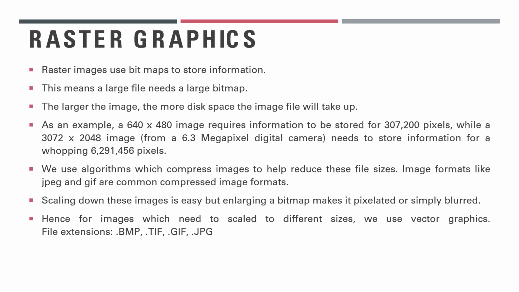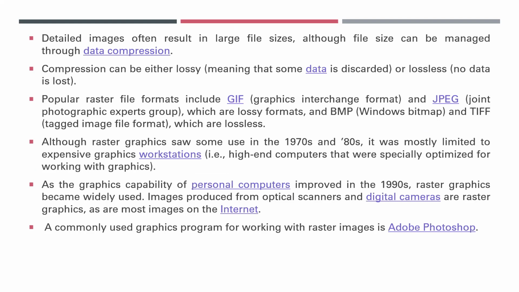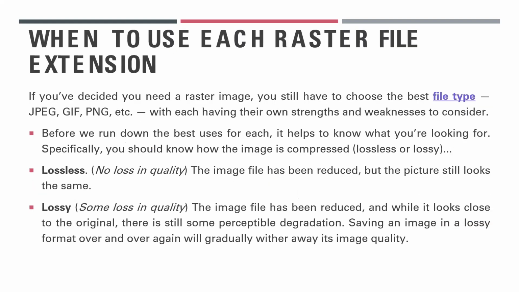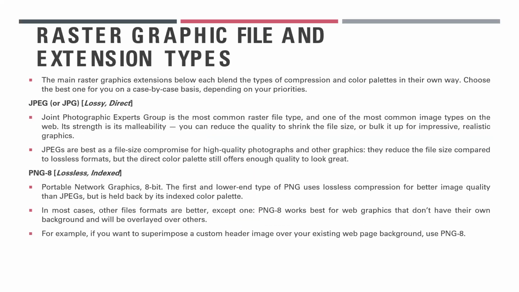Raster graphic is the commonly used image that we click on the mobile as a selfie or from digital cameras. It has certain extensions like BMP, TIF, GIF, and JPG. Its origin goes back to television history and the television technology used previously. Then we saw compression techniques, lossless and lossy compression, and when to use the raster file extensions. So we compared how lossless is different from lossy.